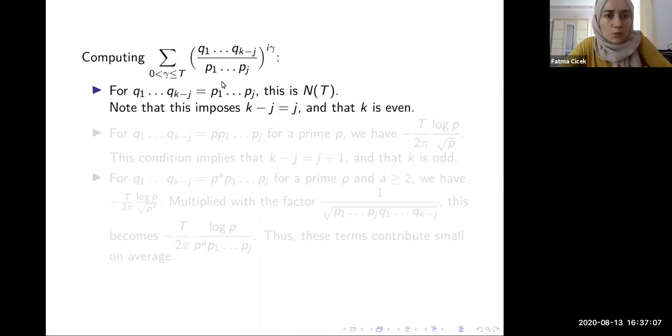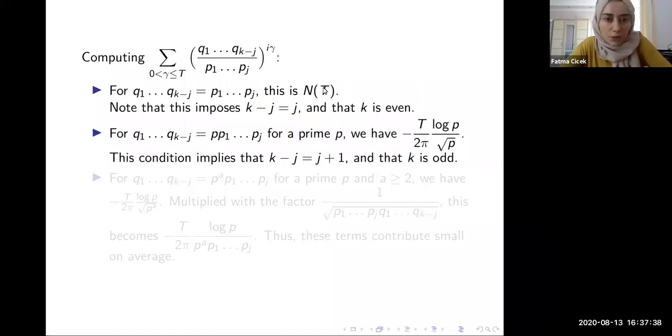So what we want is that this thing in the parentheses has to be a nice number for us. So it can be 1, in which case we'll just get n of t. This is what we call a diagonal term. And since you have a number of primes in this case, k minus j has to be the same as j, because these numbers are the same. So that will force us to have even k.